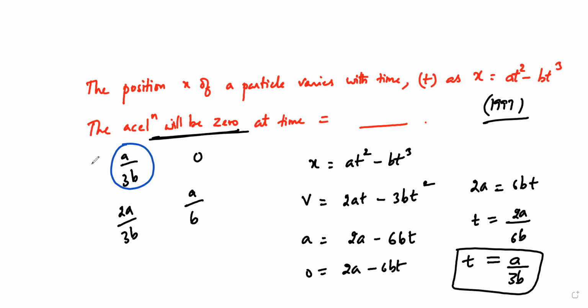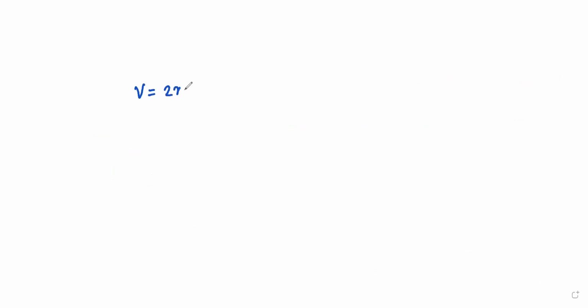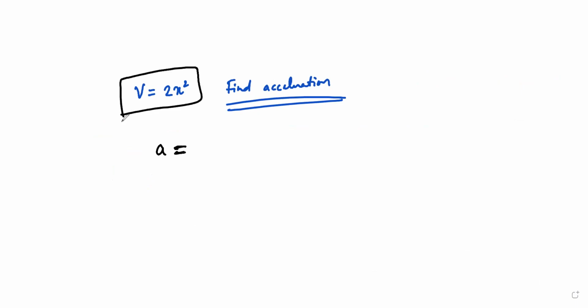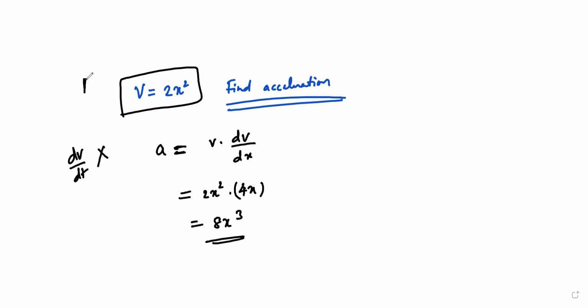Right. Suppose I give you a question like this: v is equal to 2x square. Find acceleration. Can you tell what will be the acceleration? What formula will you use for acceleration? Don't use dv by dt, that is wrong. You must use v into dv by dx. What is v? 2x square. What is dv by dx? 4x. What will be your answer? 8x cube. Important point.